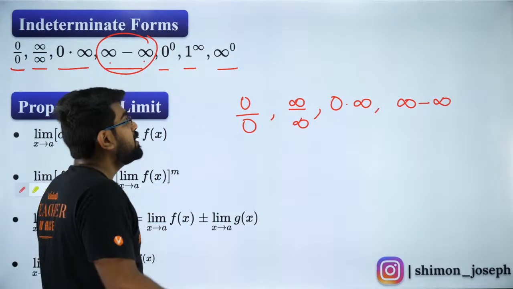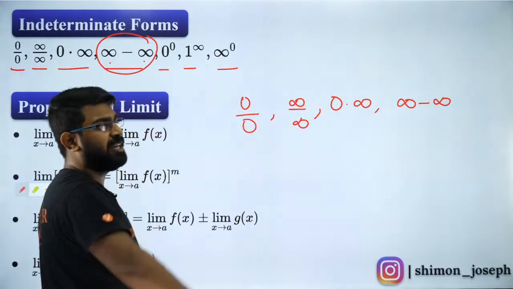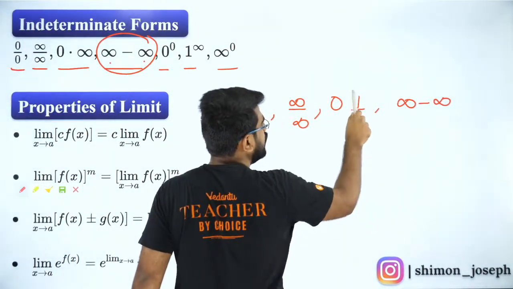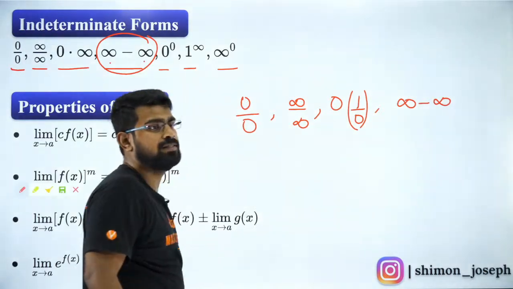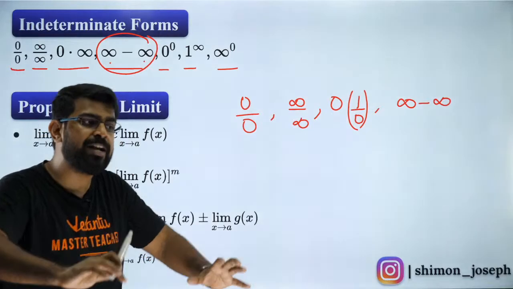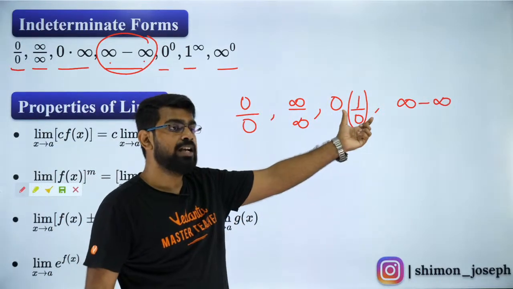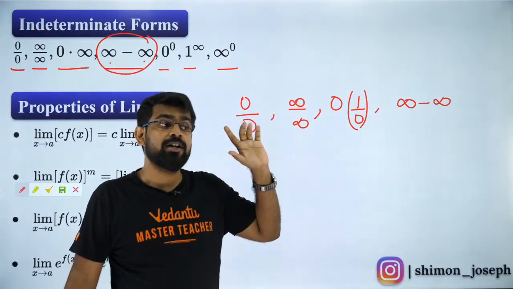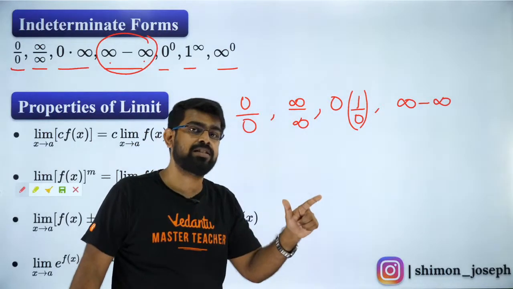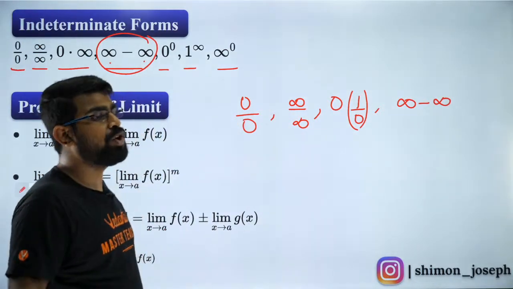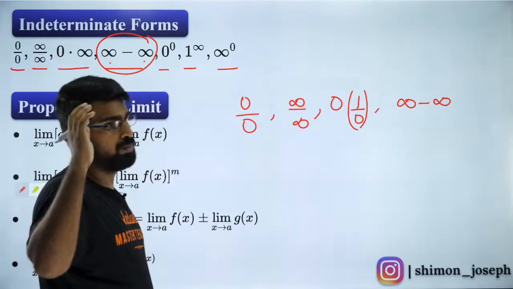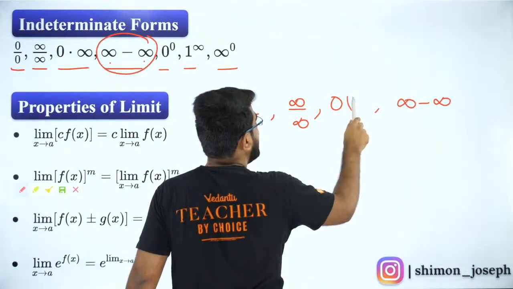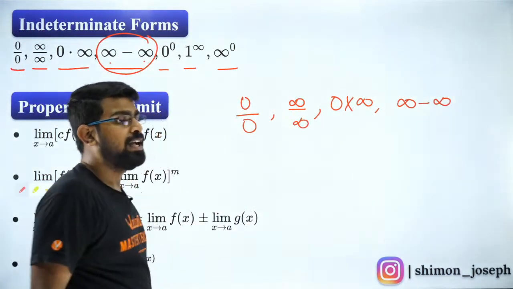Perfect. 0 into infinity is also indeterminate because you can write this infinity as 1 by 0. So it basically is the 0 by 0 form. Are you able to understand that? So 0 into infinity is also like your 0 by 0 form. 0 by infinity is 0. That is not indeterminate. But 0 into infinity is an indeterminate form. I hope you guys liked it. Okay, now coming to the next one.